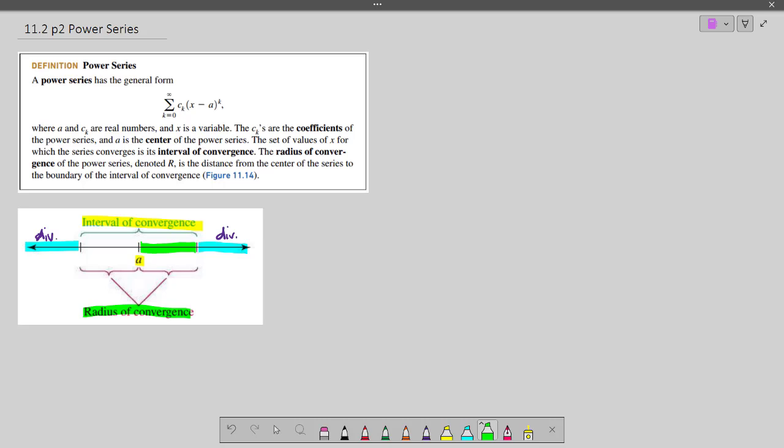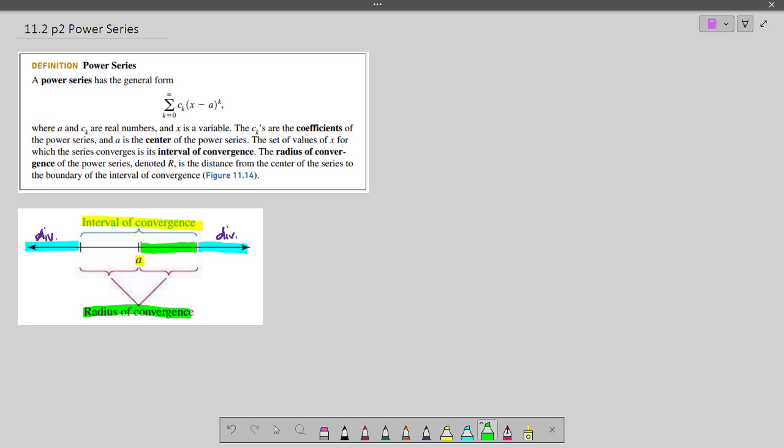The endpoints are a little fishy. Endpoints have to be tested separately. Sometimes there's convergence at the endpoint, sometimes there's not, sometimes there's convergence at one and not the other. So endpoints are separate. But we have this nice clean divergence out there, convergence in here, and then we have to test the two endpoints.